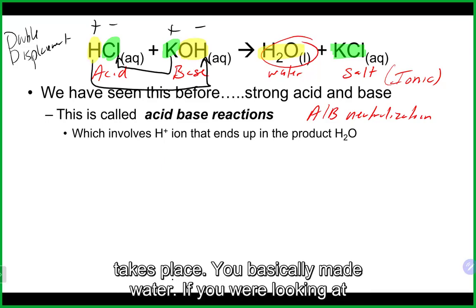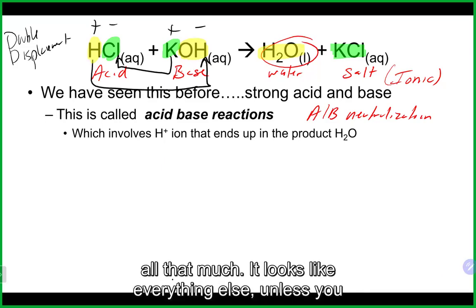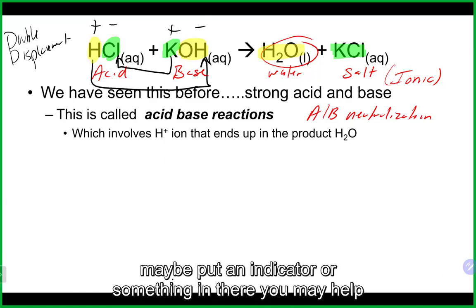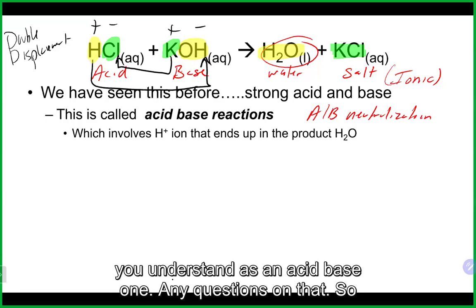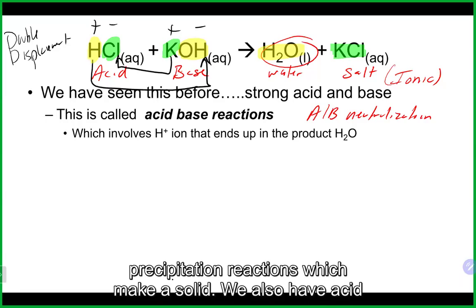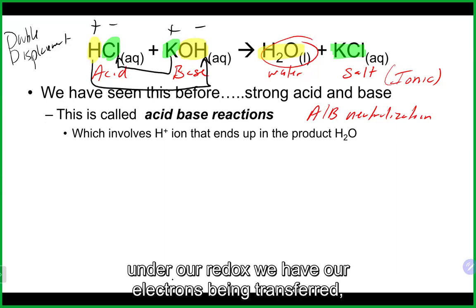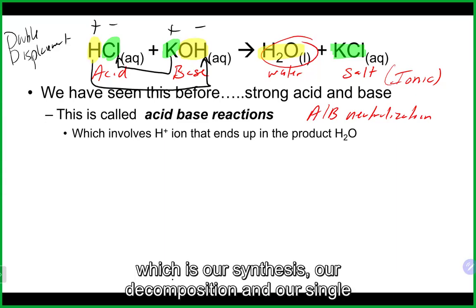You basically made water. If you were looking at this, you probably wouldn't see it because water doesn't look like much. It looks like everything else, unless you maybe put an indicator in there, which may help you understand it's an acid-base one. Any questions on that? So under the double displacement umbrella, we have precipitation reactions, which make a solid. We also have acid-base neutralization reactions, which make water. And under our redox, we have electrons being transferred, which covers our synthesis, our decomposition, and our single replacement.